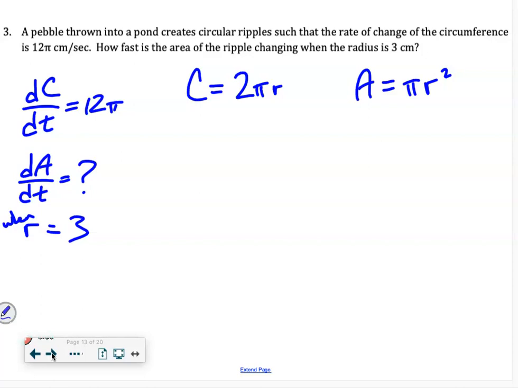Oh, whoa, mind blown. Okay. I'm assuming most of you substituted first. So I'm going to show you the other way.